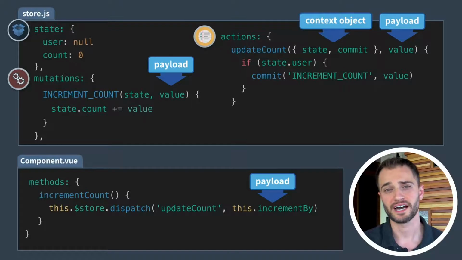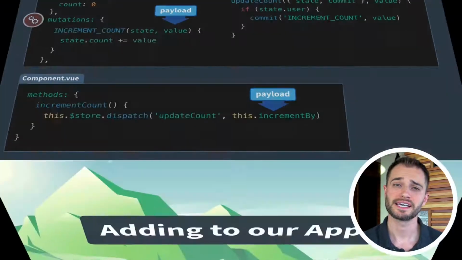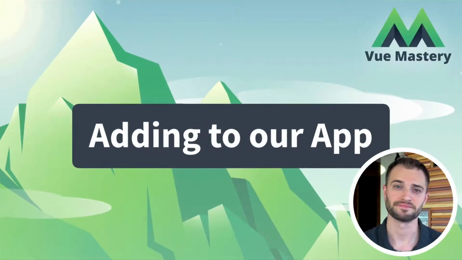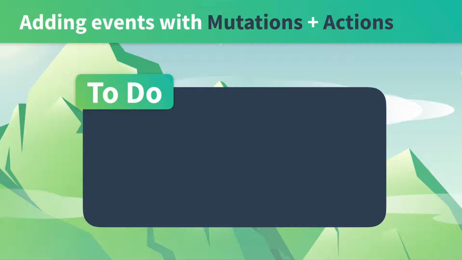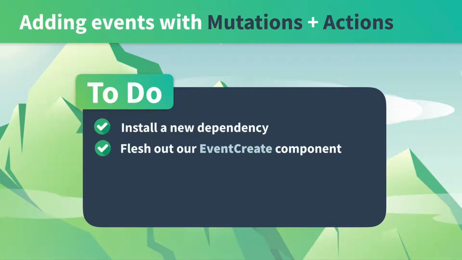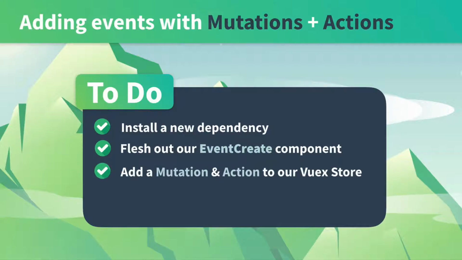Now that we understand how mutations and actions work, let's implement them within our example application. We're going to be adding the feature for a user to create their own events, which are added to our application with mutations and actions. The to-do list for this section includes first installing a new dependency that we'll need. Then we'll flesh out our event create component, then add a mutation and action to our Vuex store that will allow us to add events to it. And then once the event is created, we will route to that newly created event.